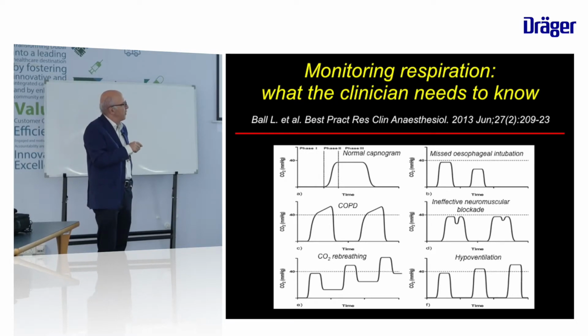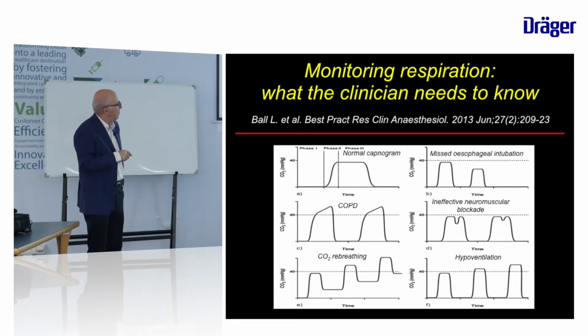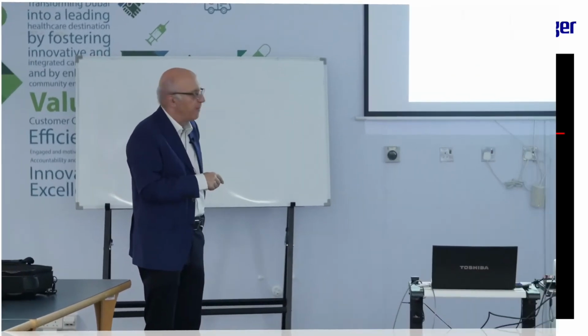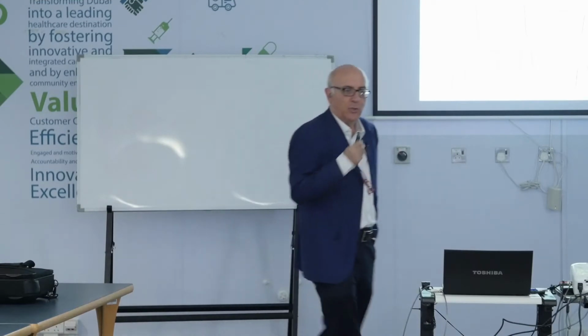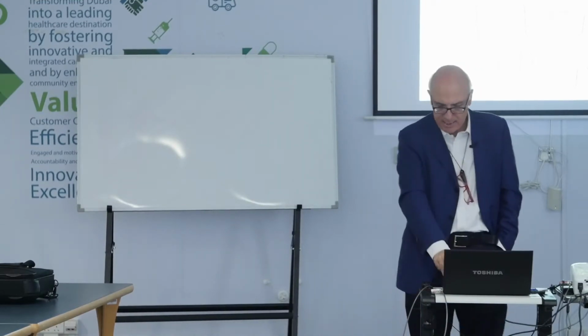When you have missed esophageal intubation, you know this is one of the best methods to detect the missed intubation. With ineffective muscular blockade, you can have some swings, especially here during the expiration. You try to inspire and the expiration. And with hypoventilation, we have a progressive increase in end-tidal CO2 at end expiration, but not at inspiration, differently from CO2 rebreathing. So CO2 monitoring is very important.